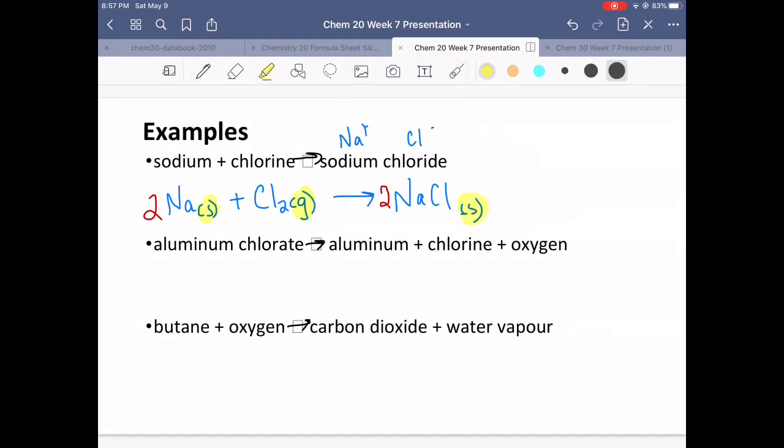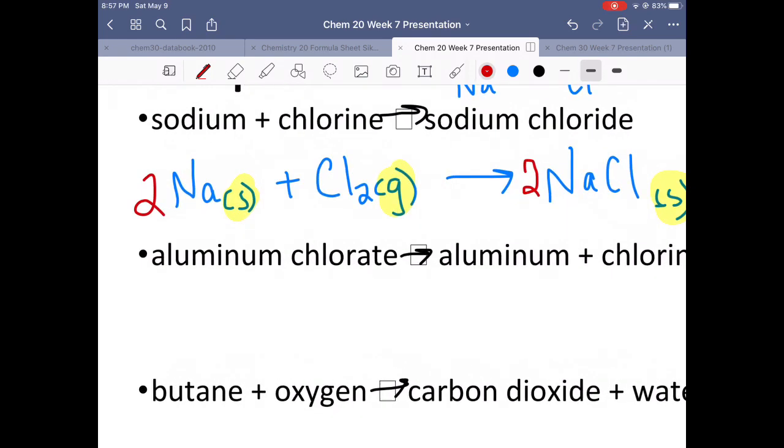Okay, let's do the next one here. Aluminum chlorate, check it out, definitely an ionic compound. We have a metal and a polyatomic anion. So aluminum is Al3+, so we can build a proper formula. Chlorate is ClO3 negative. Oh, look, if you have those memorized still, this is suddenly faster.